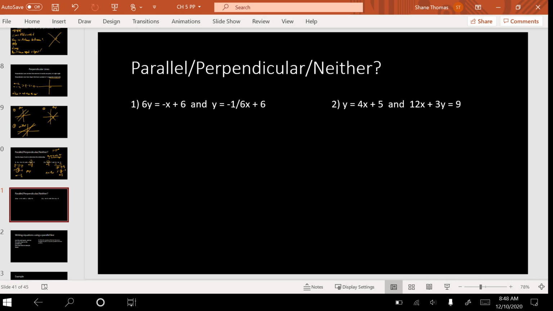Number 1, I have 6y equals negative x plus 6 and y equals negative 1/6x plus 6. Who wants to walk me through this one? All right, start with the first equation. What do you have to do there? Divide everything by 6, so then you get y equals what? Negative 1/6 x plus 1, right? So what's the slope of that line? Negative 1/6.